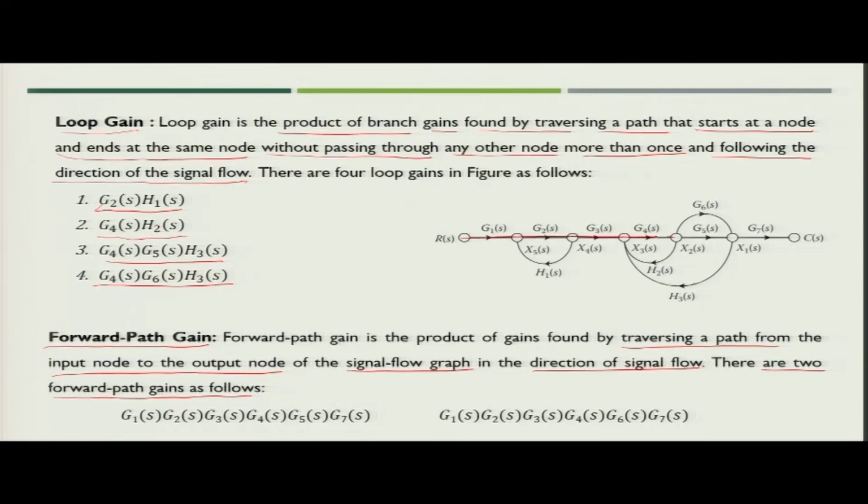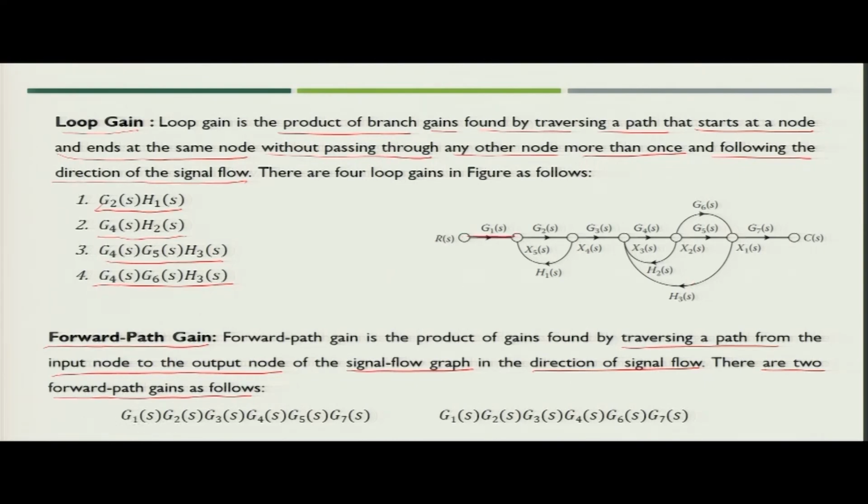One such path is the direct path which you can see, which is connecting input to output. So, the gain of that particular forward path is G1(s) into G2(s) into G3(s) into G4(s) into G5(s) into G7(s). So, this is one straight path. What can be the other path?